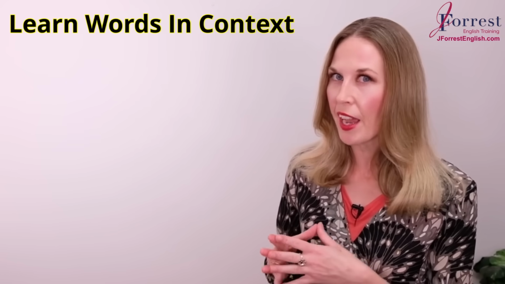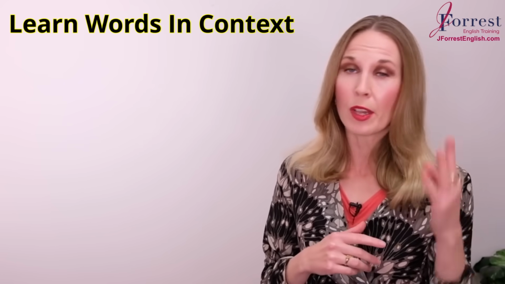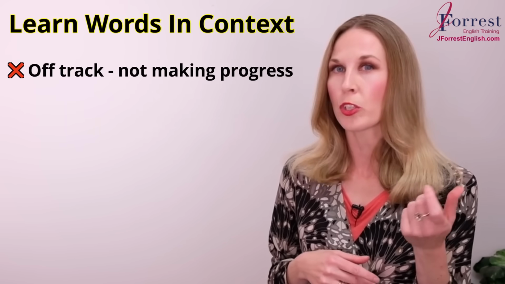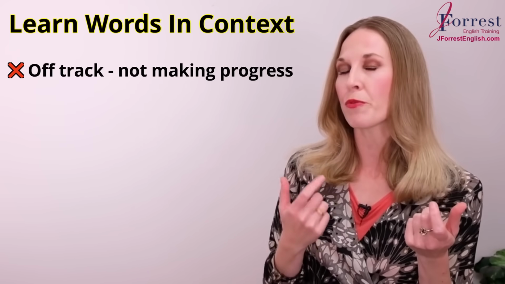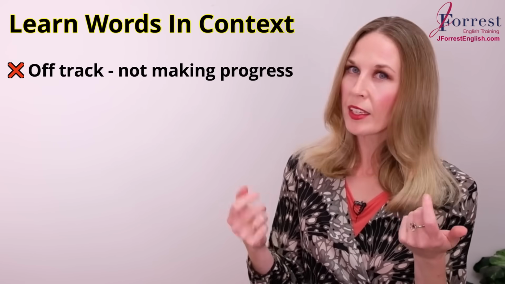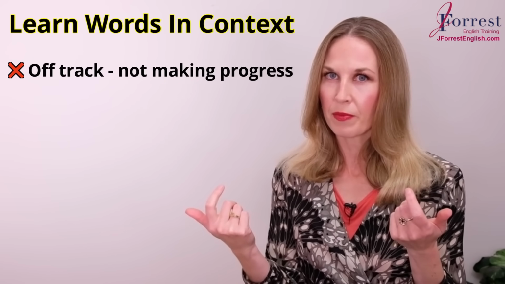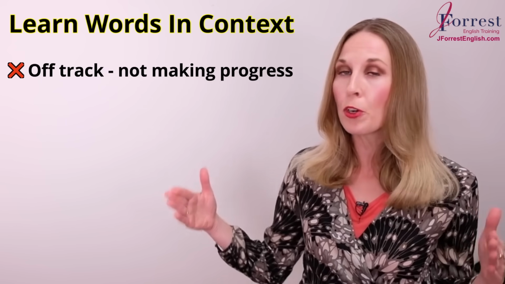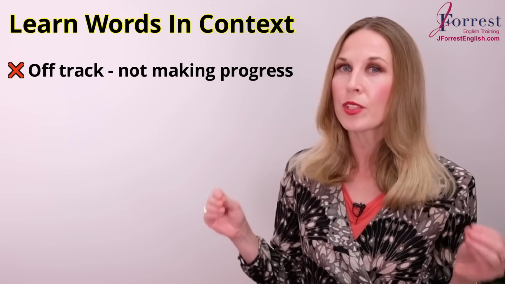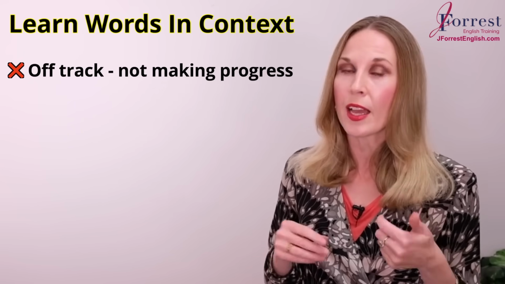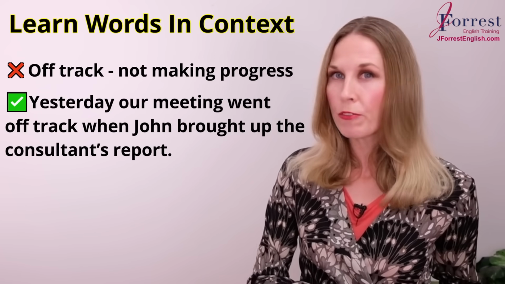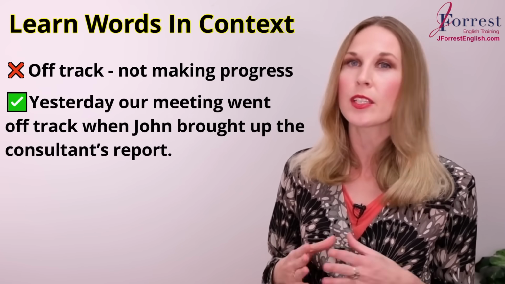Tip number 5, learn words in context. So again, you use a vocabulary list and you learn an expression, off track. And you see the definition for that expression. Off track, not making progress. But when you learn a word in context, it means you have a full sentence that's a natural sentence the way a native speaker would use that expression. For example, yesterday our meeting went off track when John brought up the consultant's report.